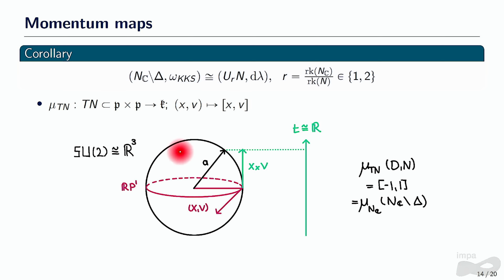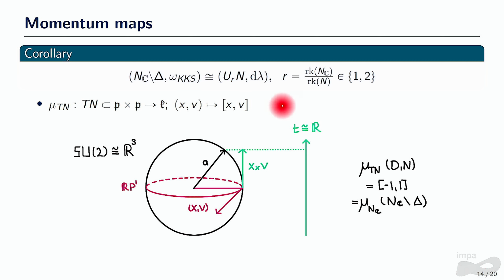Okay, and in this little example, what we see is that the moment map image of the unit disk tangent bundle of RP1 is really, we obtain all vectors in R up to length 1. So we get in this direction 1 and in this direction -1. So the moment map image is actually the closed interval -1, 1.